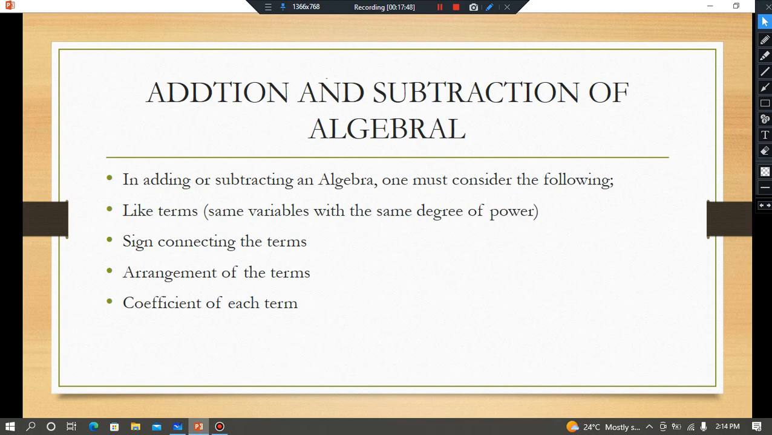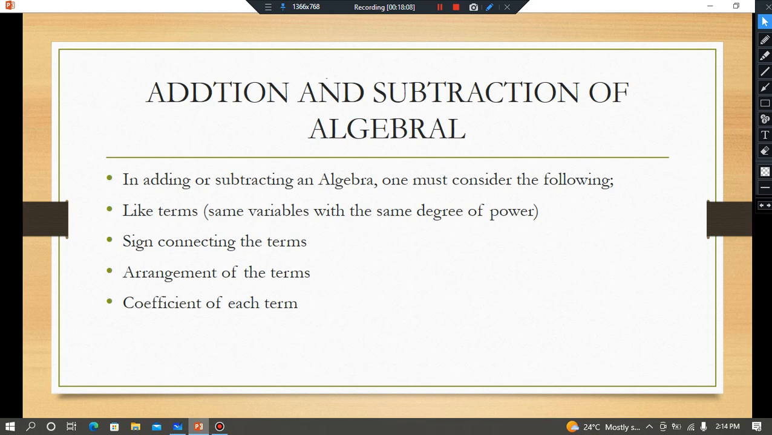And the next one is arrangement of terms. Okay, how do we arrange terms? Now when you are arranging the terms, since we've now seen how the signs connect to them, algebraic expression does not necessarily mean moving a term should change its sign.